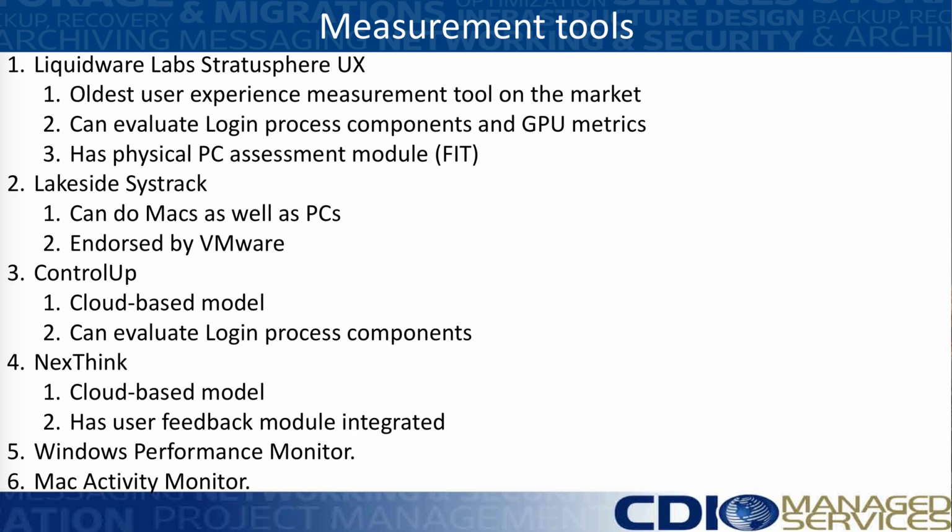NextThink is another cloud-based model. The one interesting thing about NextThink is that it's the only one that has the user feedback module integrated, where you can actually run these campaigns where you can ask the users what their experience is on their virtual and RDSH desktops. They can just fill out a little survey, and then you could track the results of the survey. So you don't have to do a separate survey, but you can just do it integrated inside the tool. So that's an interesting feature. However, it does have some other deficiencies. So those are the four big tools.